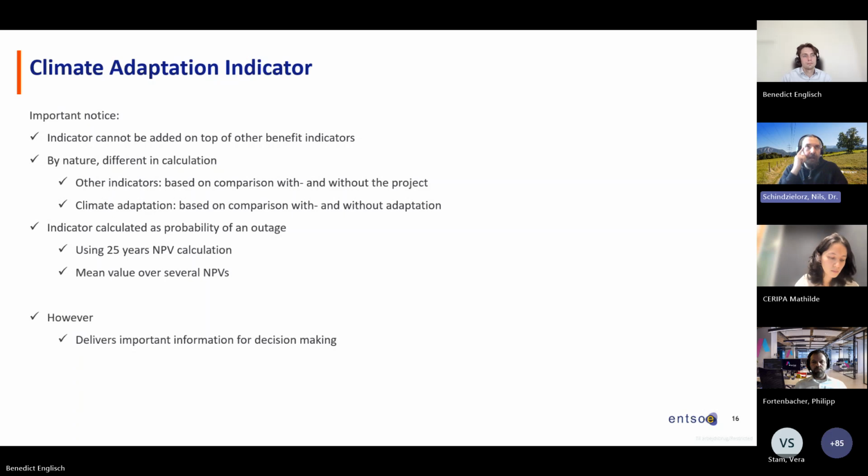However, this indicator also gives an important insight into what benefit could come from making the projects fit for the future, for future climate events. So that's of course something that then goes into the discussions and hopefully helps to draw a broader picture and a fuller picture of the whole project's benefits. And with that, I'm done.